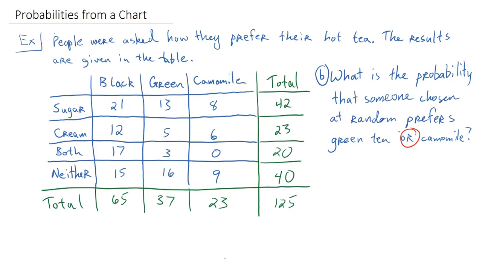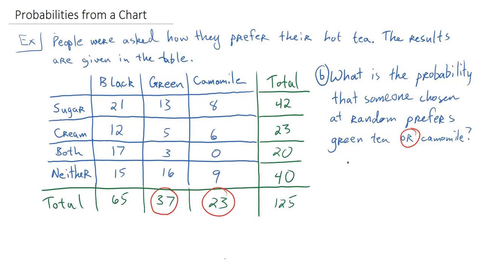So this person could like green tea, that works. They could like chamomile, that works. Both options work, and so with or we add. So our green tea likers, prefers, are 37. Our chamomile, people who prefer chamomile, is 23.